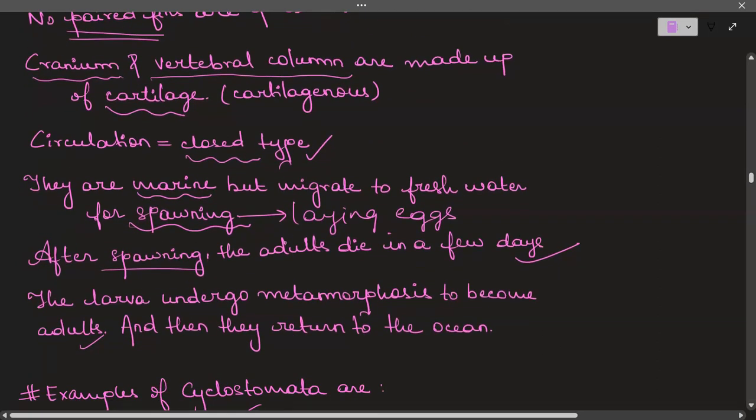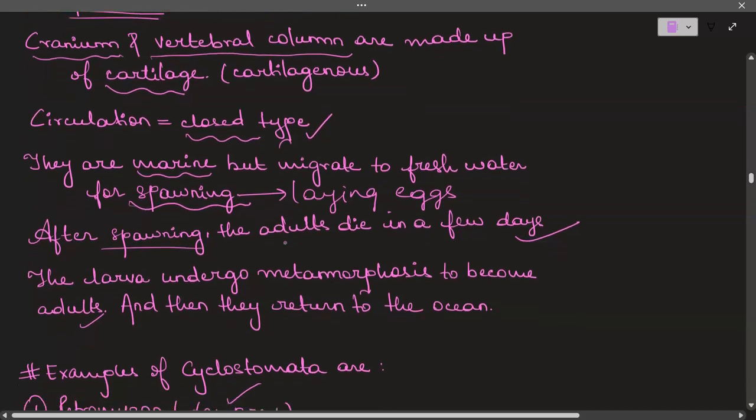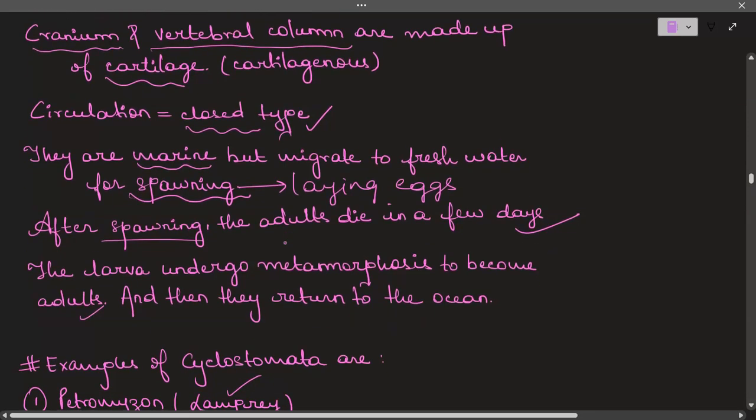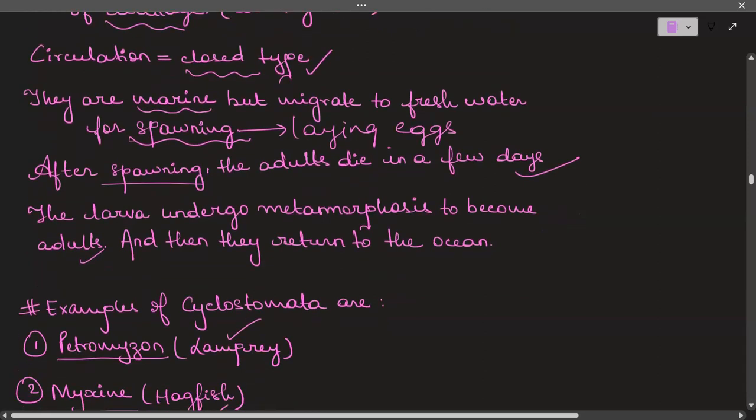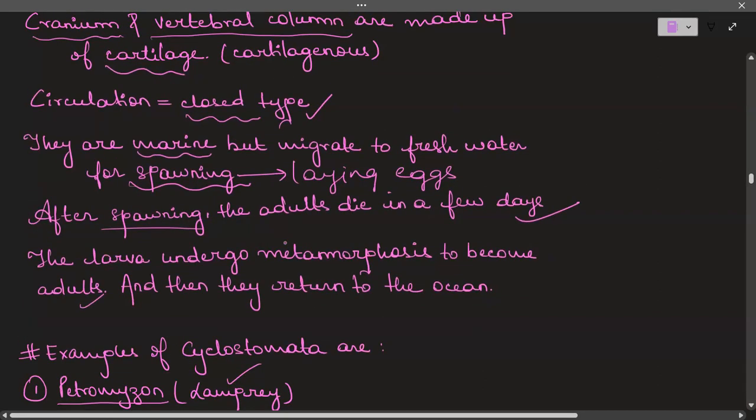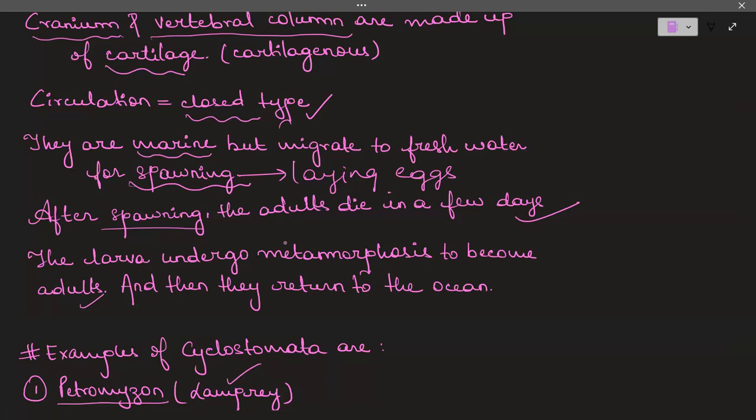Circulation will be 100% closed type. They are marine, but they migrate to fresh water for spawning. See, they primarily live in a marine habitat only, but they go to fresh water for laying their eggs. This process is known as spawning.